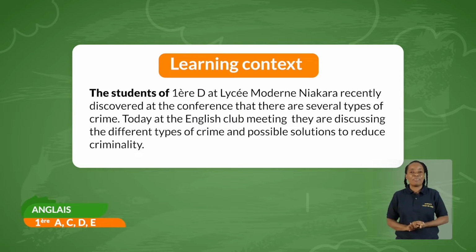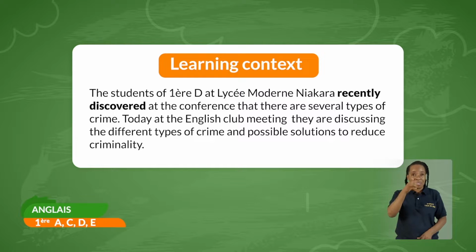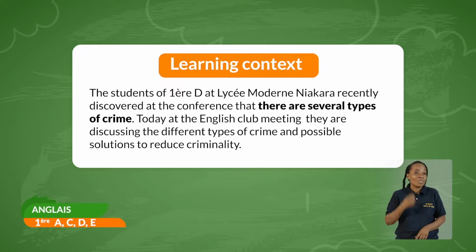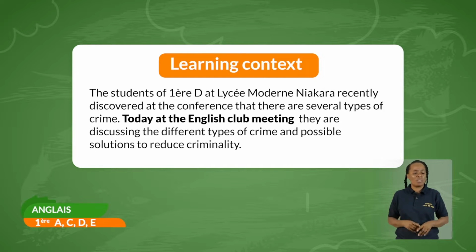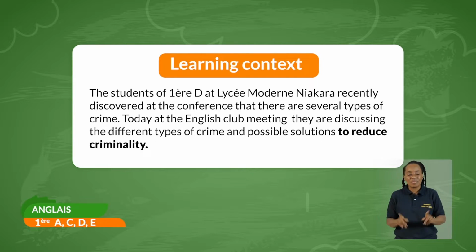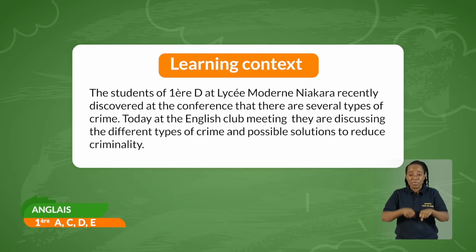Today we are in Première, Unit 4, Crime and Violence. This lesson is a speaking lesson, and before we go further, let's look at the learning context. The students of Première at Lycée Moderne Nyakara recently discovered at a conference that there are several types of crime. And today at the English Club meeting, they are discussing the different types of crime and possible solutions to reduce criminality. So what is it about?